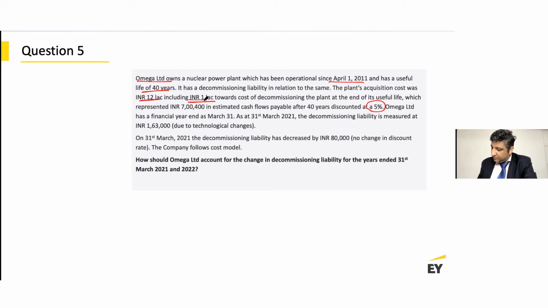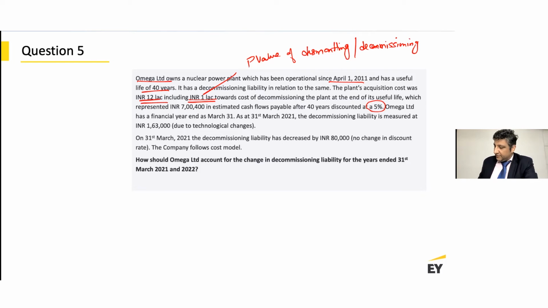And of course, this 1 lakh rupees is given as a part of the cost of the asset. Now, this is, of course, the present value of dismantling. In our case, we can use the word decommissioning. This is the present value of dismantling or decommissioning cost. And as per the understanding of the definition of the cost of the asset, the present value of that dismantling cost is added to the cost of the asset. And that's the reason why this 12 lakh includes this 1 lakh rupees.